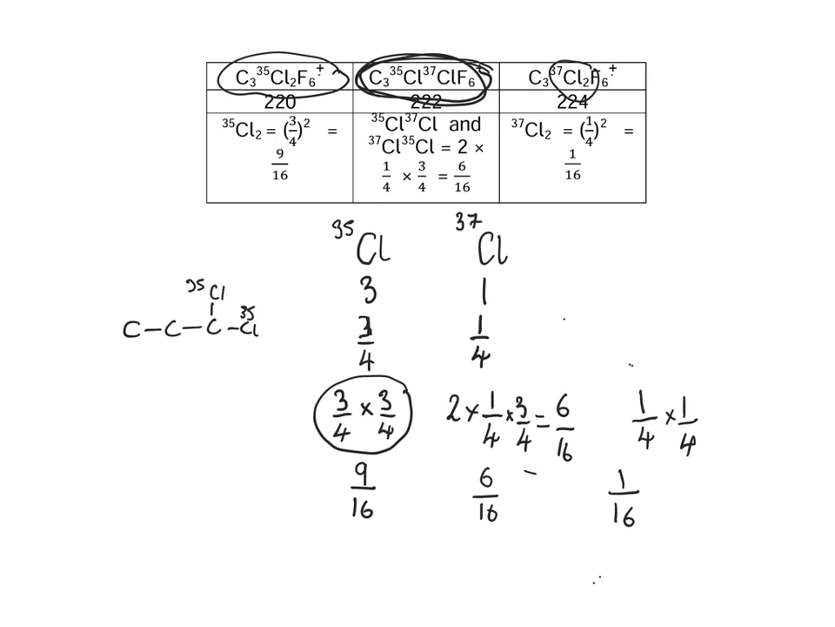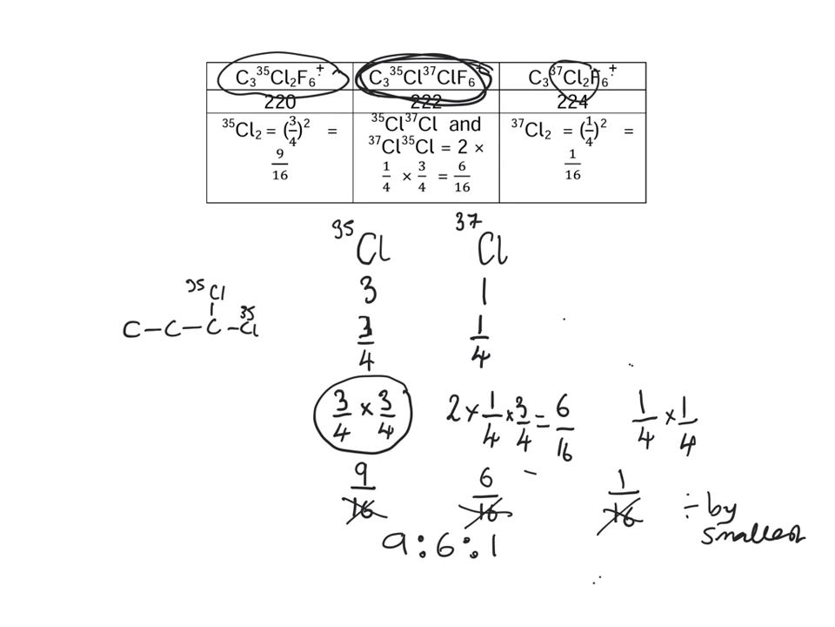So again, if you divide through by the smallest, the ratio comes out to 9/16, to 6/16, to 1/16. Divide through by 16, so the ratio is 9 to 6 to 1.